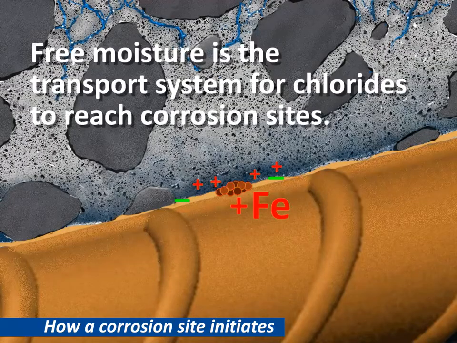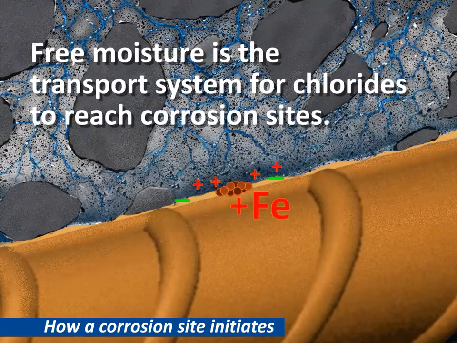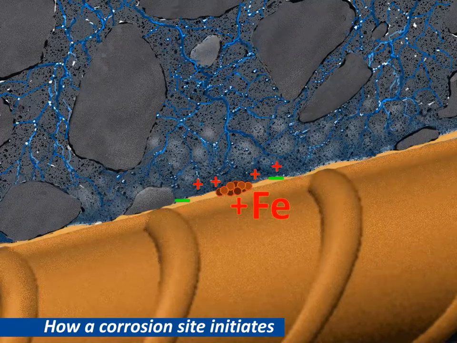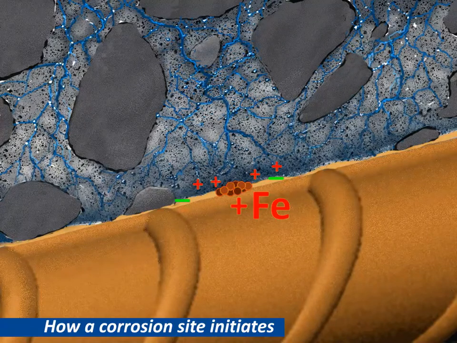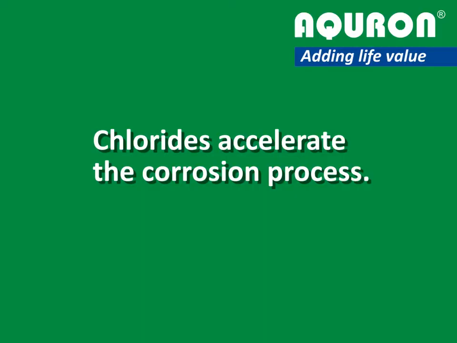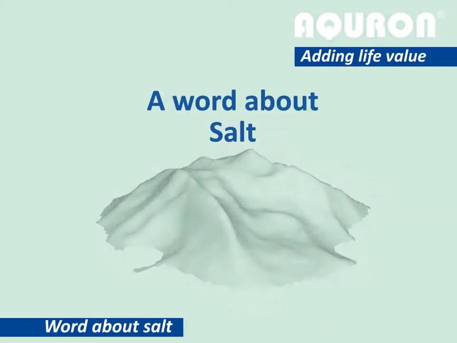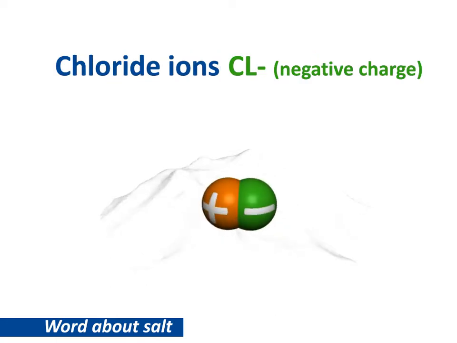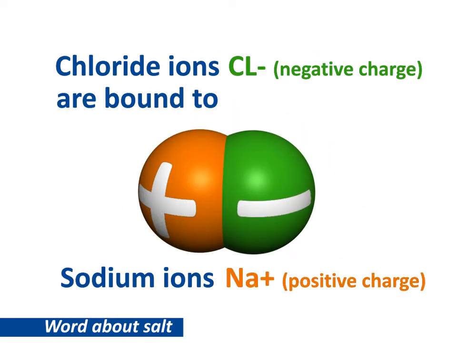And of course, free moisture is the transport system for chlorides to reach these corrosion sites. Chlorides accelerate the corrosion process. Before we go any further, let's have a word about salt. In the solid state of salt, the chloride ions with the negative charge are held or bound to the sodium ions which have a positive charge.